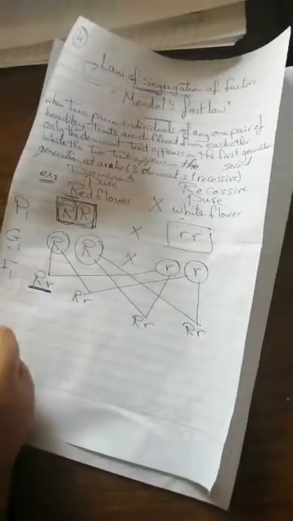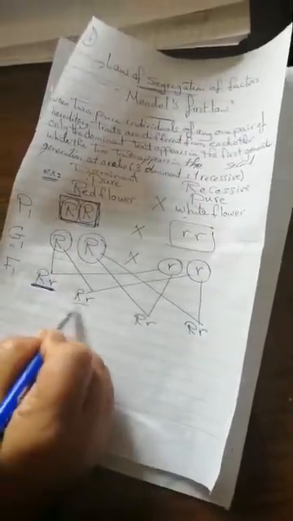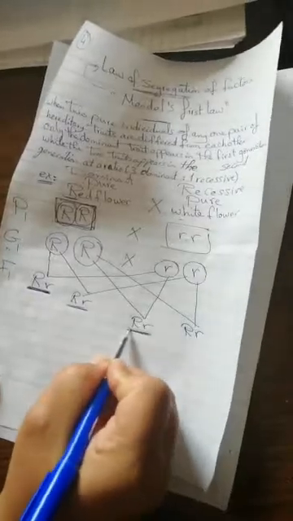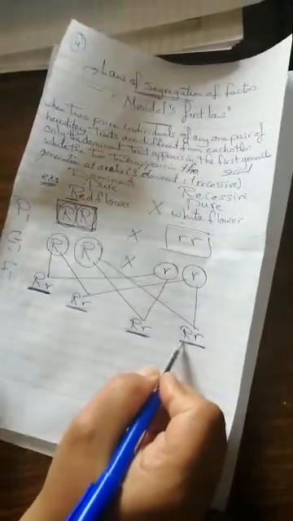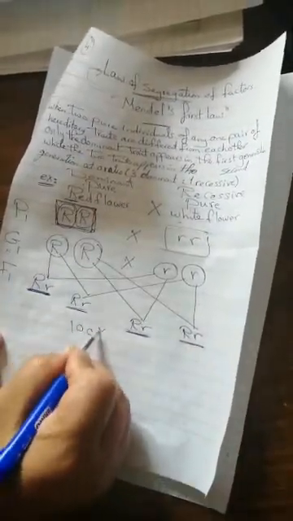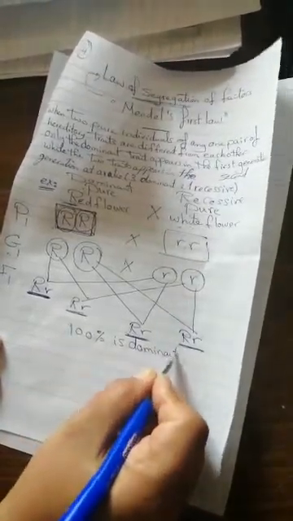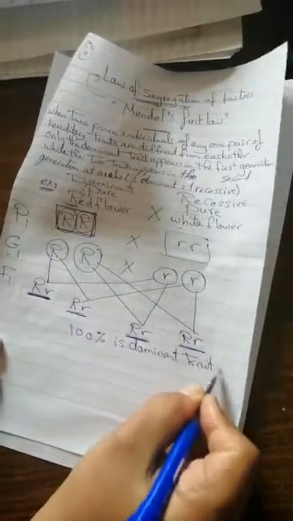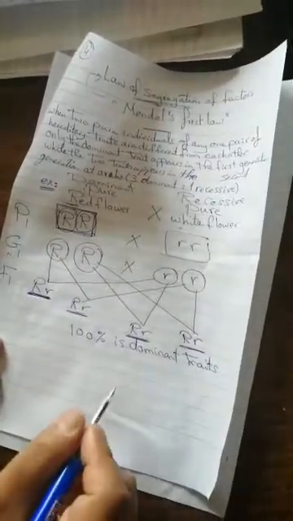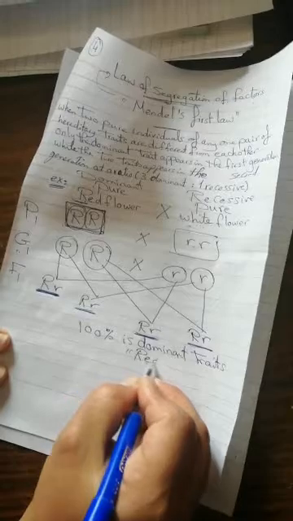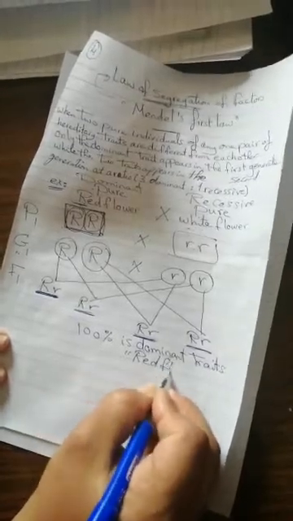Here, what about this? It's dominant. What about this? It's dominant. What about this? It's dominant. And this also is dominant. So 100% is dominant trait. 100% of the first generation, I mean. They are red flowers.